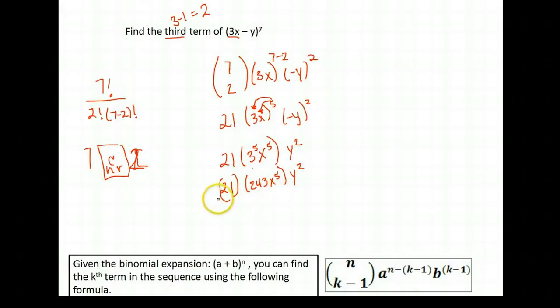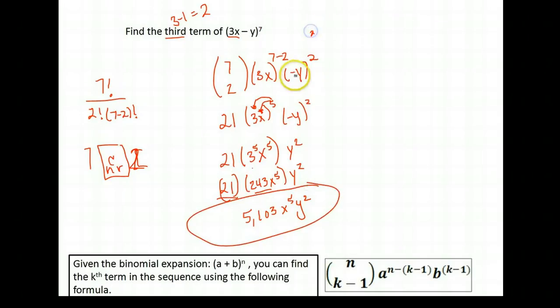Then we finish out: 21 times 243 gives us 5,103, and then we have an x to the 5th and a y squared. Now notice we started with a negative y. It did turn out to be positive because it was taken to an even power, but you always, just in case, if this 2nd term is negative, put the negative with it.